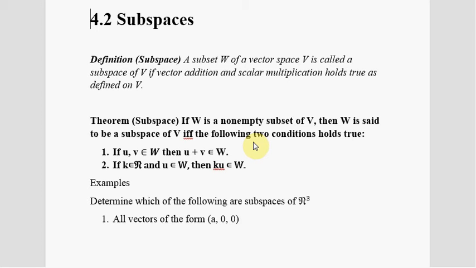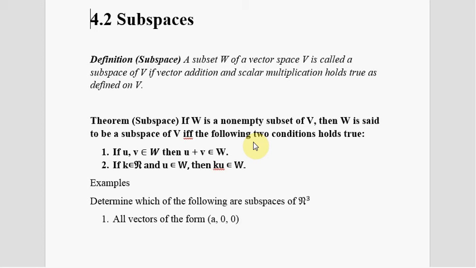The 2 that we show, if you go back to the 10 axioms for the vector space, are the first 2 headers, A1 and M1. A1 is the closure property for vector addition. For this theorem, if W is a non-empty subset, that means the set W has to have something in it other than the empty set, then W is said to be a subspace of V.